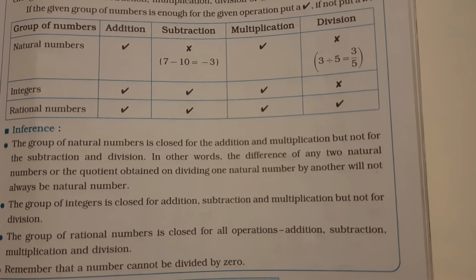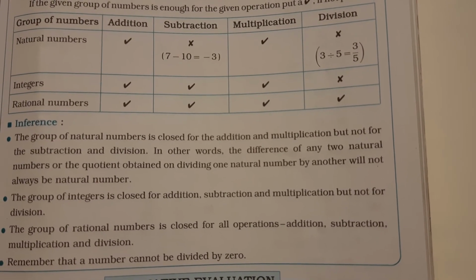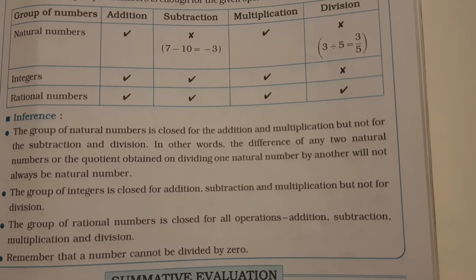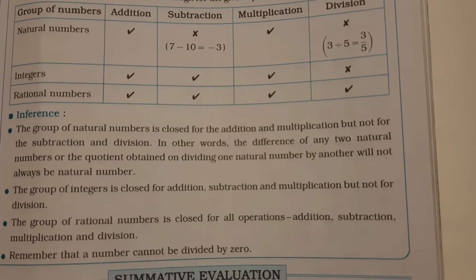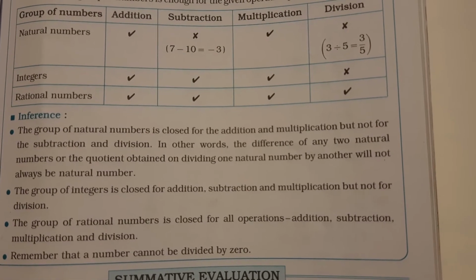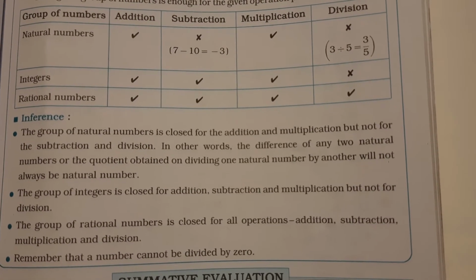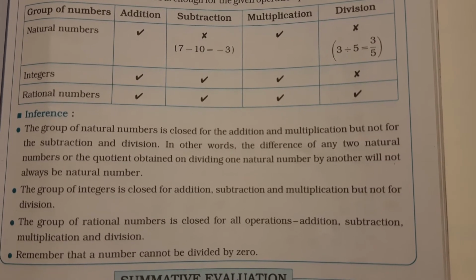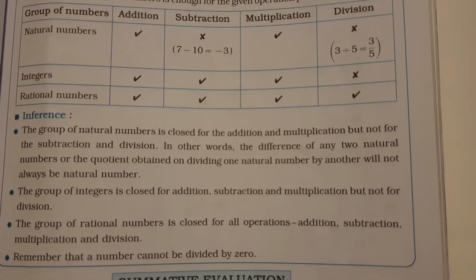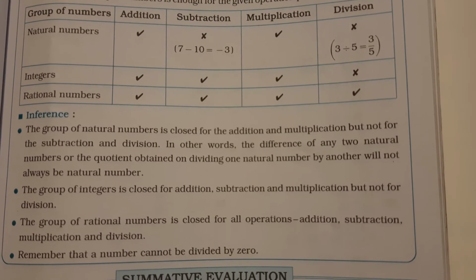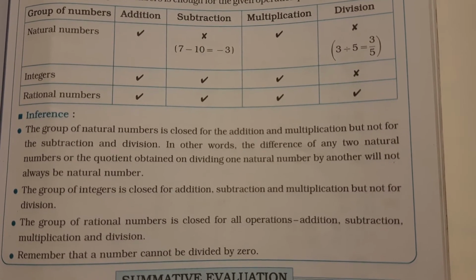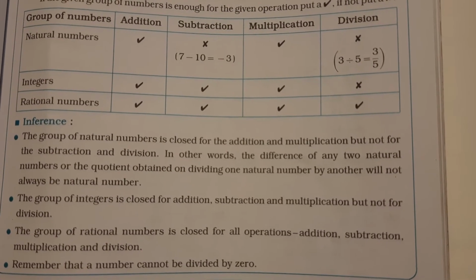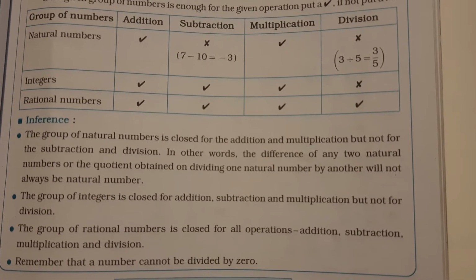In addition, it will remain as a natural number. But in subtraction, not necessarily, it will remain as a natural number, because minus 3 is not a natural number, children. Multiplication also, not necessarily, it will remain as a natural number. If you are multiplying with a negative number, then that multiplication will give you an answer in negative, which is not a natural number. Division also the same thing. Suppose 3 divided by 5, it is not going to give you a natural number back.